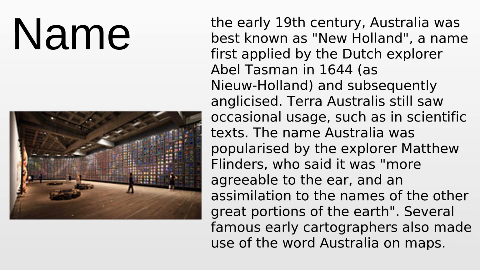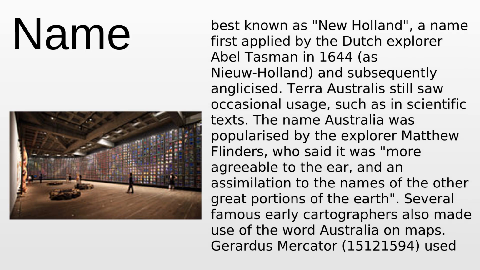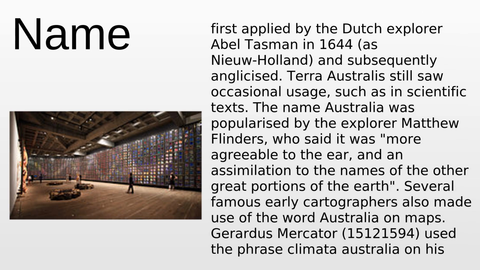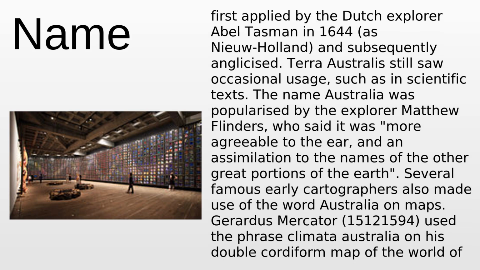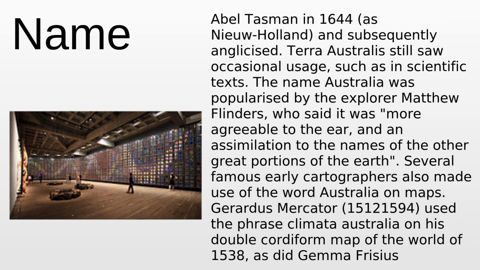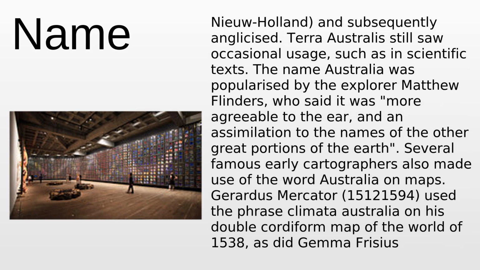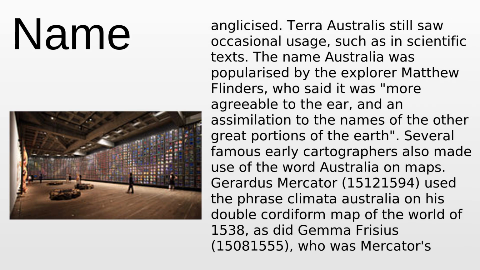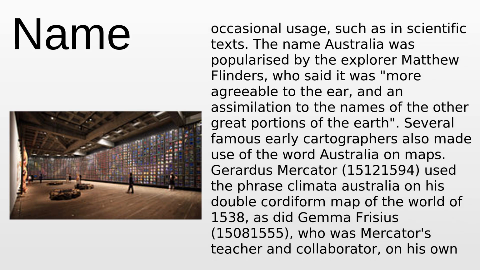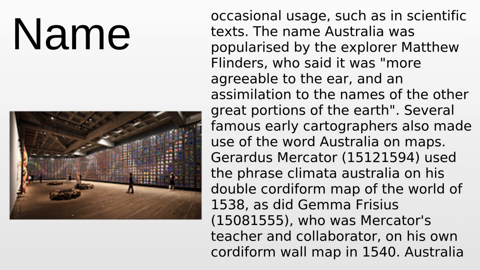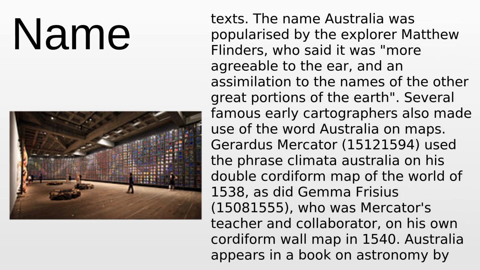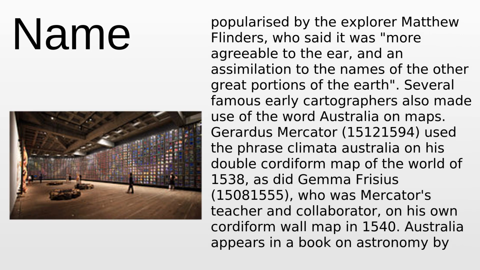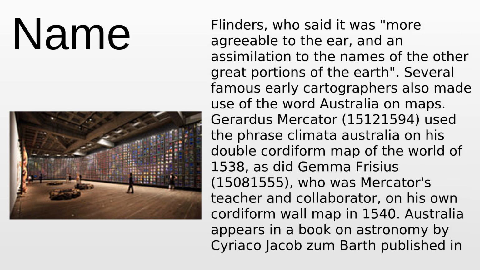the Dutch explorer Abel Tasman in 1644. As New Holland, and subsequently anglicized, Terra Australis still saw occasional usage, such as in scientific texts. The name Australia was popularized by the explorer Matthew Flinders, who said it was more agreeable to the ear, and an assimilation to the names of the other great portions of the earth.